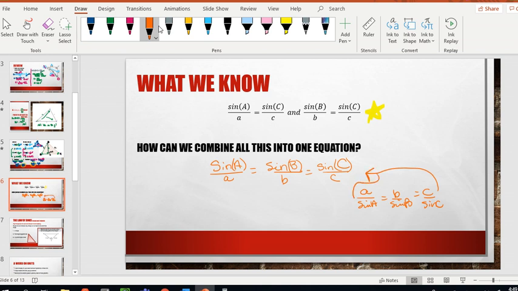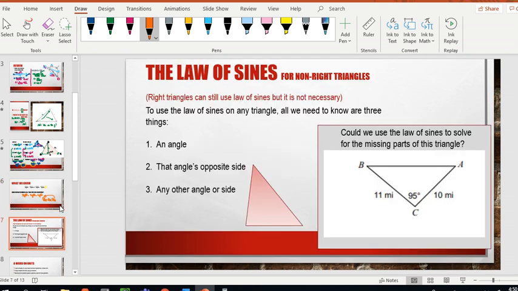This is totally interchangeable because all the sides are on the top and all the sines of the angles are on the bottom. So just know this is one and the same. If you have a preference to write it the other way, I would never count that wrong. All right, so law of sines. I know this is a long video, my apologies for that.